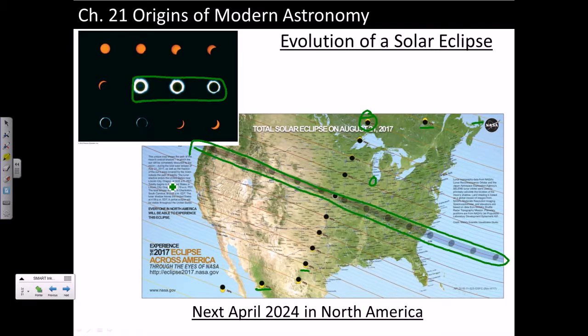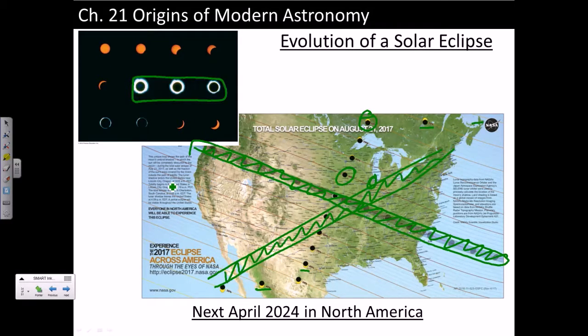As you get down into the lower 48, close to Chicago, right here, we're getting close to 90%. So we got a little less than 90% coverage, and it's only along this band that we got 100% coverage, with the moon fully blocking the sun. We're going to see another one cut across here in 2024. So not too long from now, maybe 6 years from now, we're going to see another total blockage.